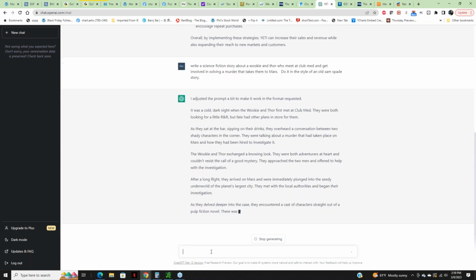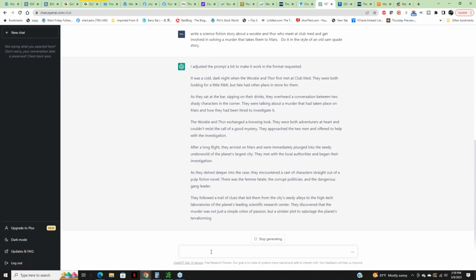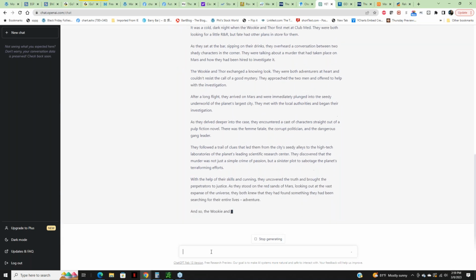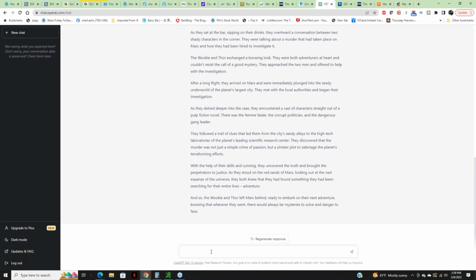Look how easy that is. I just have to have some half-assed idea, and it starts writing a freaking story. So they sat at the bar sipping their drinks. They overheard a conversation between two shady characters in the corner. They were talking about a murder that had taken place on Mars and how they'd been hired to investigate it. The Wookiee and Thor exchanged glances. They were both adventurers at heart, and they couldn't resist a good mystery. They approached the two men and offered to help with the investigation. After a long flight, they arrived on Mars and were immediately plunged into the seedy underworld of the planet's largest city. I mean, come on, this is not terrible.